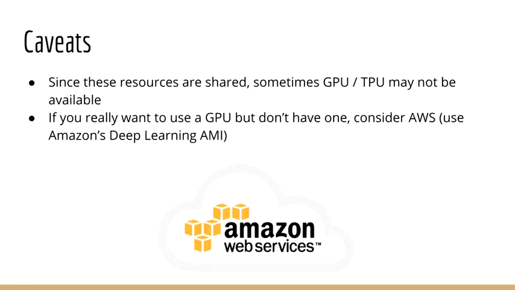As always, options you had previously are still available. For example, you can provision a GPU instance on AWS, which, if you choose the correct AMI, or Amazon Machine Image, will come with the usual libraries pre-installed also.